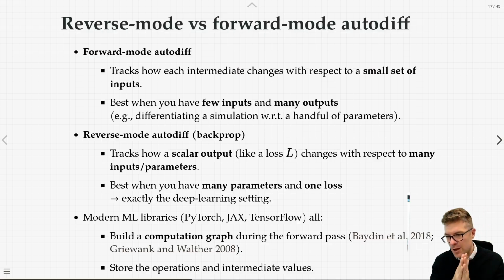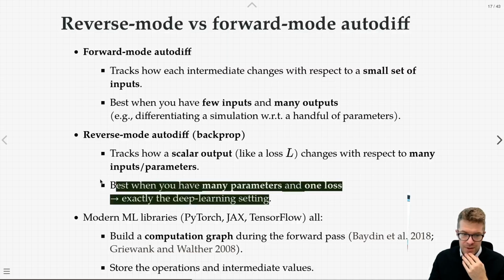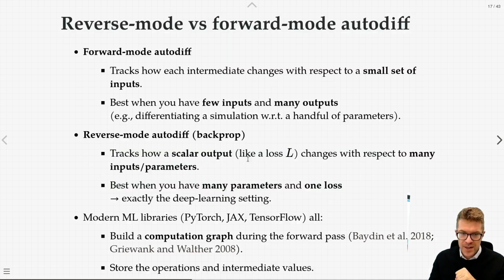You can have multiple losses in neural networks, but often we have one loss: a classification loss, or a regression loss, or generally a cross-entropy loss. So this is what we're dealing with in most deep learning settings.